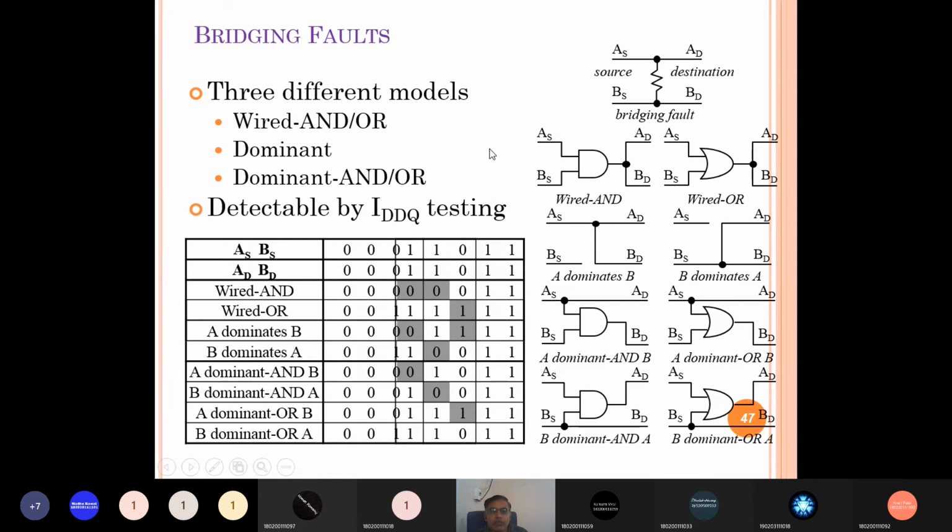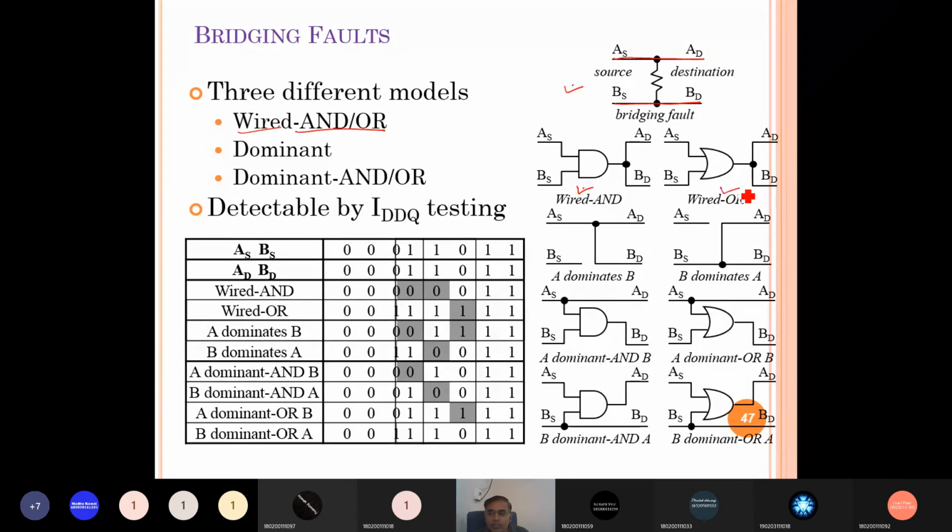There are different bridging faults. Bridging means when two wires, as you can see here, one is the A conducting wire, it is shorted with the B conducting wire. So there are different bridging faults, either wire AND or wire OR faults. So that can be bridged. This bridging creates these types of logic. Here we get AD equal to the AND of AS and BS, and BD also gets the AND of AS and BS. So it is a wire AND bridging fault.